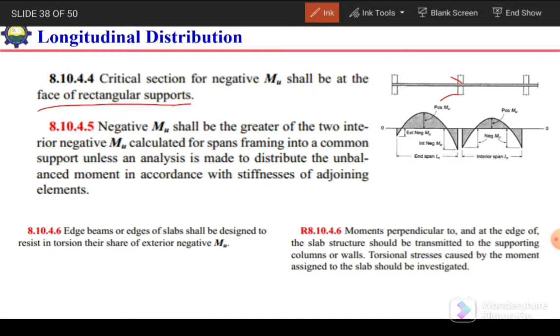Okay, negative Mu shall be the greater of the two interior negative moments calculated for spans framing into a common support unless an analysis is made to distribute the unbalanced moment in accordance with stiffness of adjoining members. So here we can see that at this support the bending moments are different. On this side the interior negative moment is larger, and from this panel the moment is small. So for this support we will consider the larger value. So the larger value out of these two will be considered as the design moment.